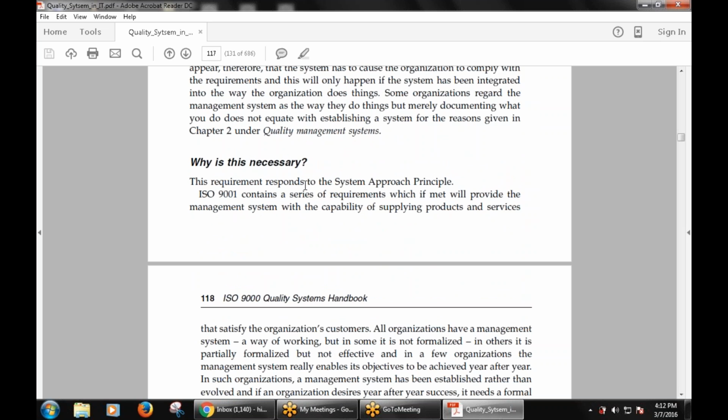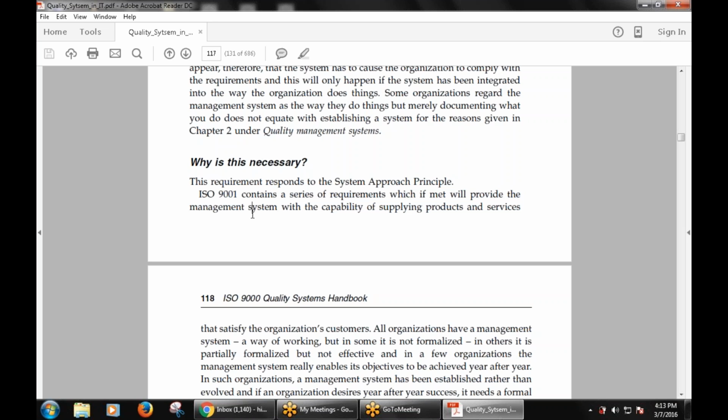Now, the next question is, why is this necessary? That means why is it necessary to use the ISO 9001 standard? Because ISO 9001 contains a series of requirements which, if met, will provide the management system. For example, from the organization's point of view, there must be a need for the ISO 9001 standard, which provides a management system with the capability of supplying products and services that satisfy the organization's customers. Whatever the customer's criteria, they will be met by using the ISO 9001 standard.